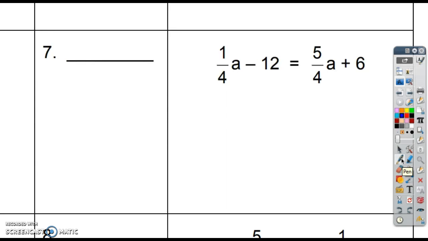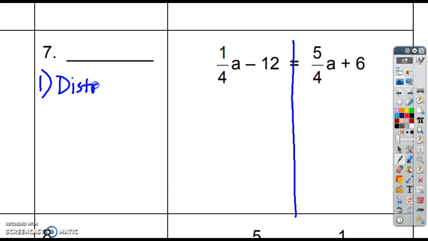Okay, so again, we're solving variables on both sides, right? Do you guys remember what to do when you're solving variables on both sides? We need to get the variable on one side and then everything else on the other side. Okay, so the first thing we need to remember is that we're looking to see if there's anything that we need to distribute.